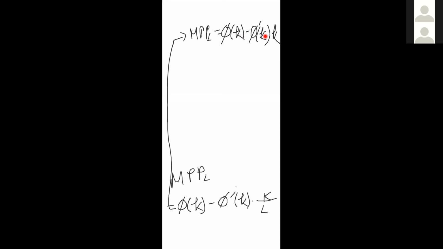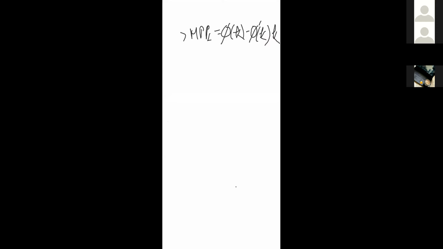Here is small k, capital labor ratio. Here is also small k, capital labor ratio. So we can conclude that marginal physical product of labor is also a function of capital labor ratio. Can we conclude in this way? Yes, ma'am. So what does it mean? It means we have found that marginal physical product of labor is a function of capital labor ratio, as well as marginal physical product of labor is a function of capital labor.